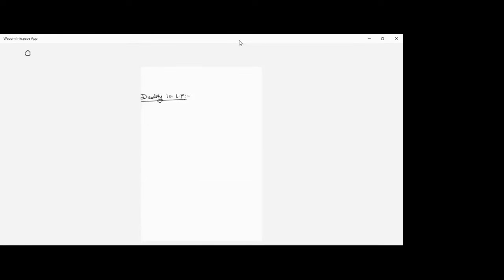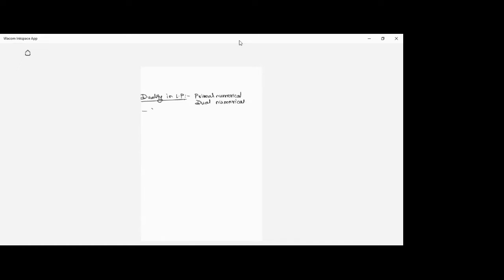Very important concept, that is duality in linear programming, right? So the numerical that has been given to us is called the primal numerical. And what we are going to do here is see what a dual numerical is, or what duality in linear programming is.